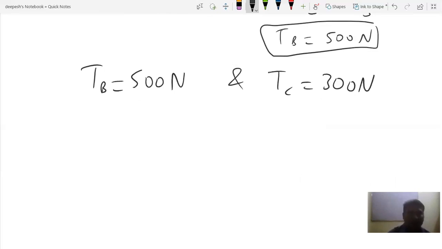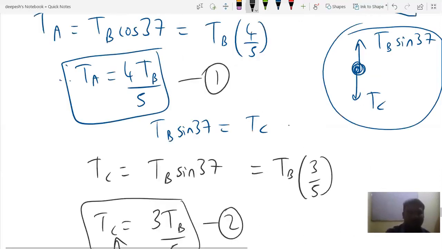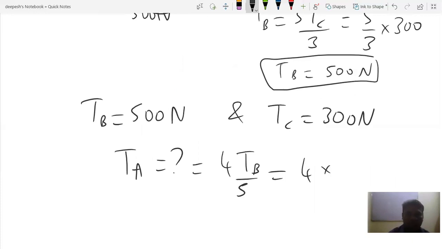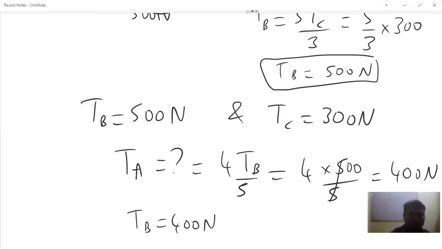Now let us find the value of TA. So let us use equation 1. TA is 4 TB upon 5. So 4 into 500 upon 5. 400 Newton. So we can say TA comes out to be 400 Newton. Yes. So in this case, we have found the value of TA. It comes out to be 400 Newton.